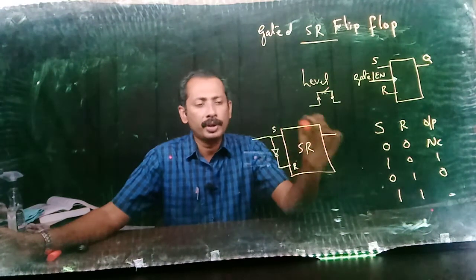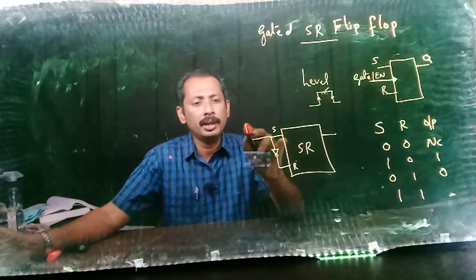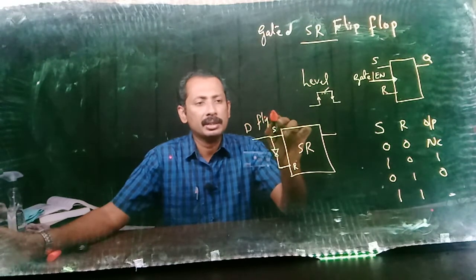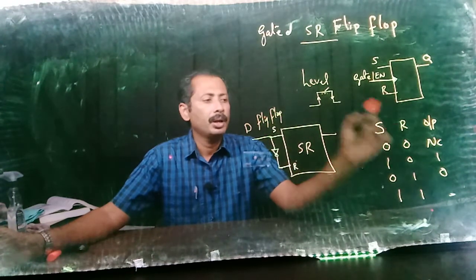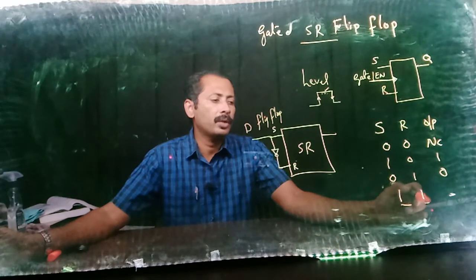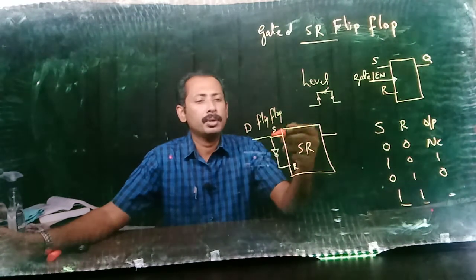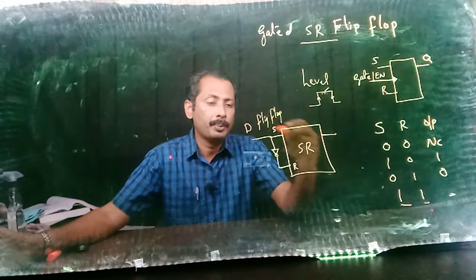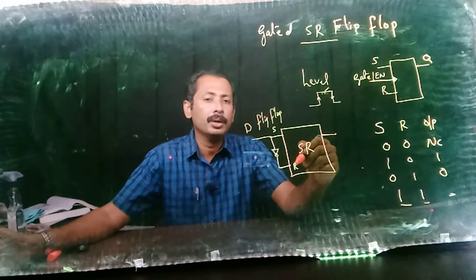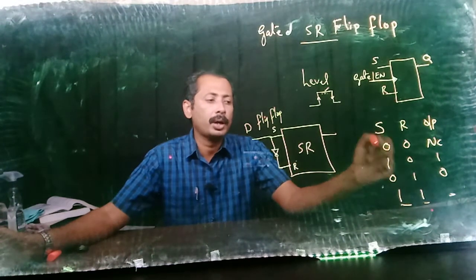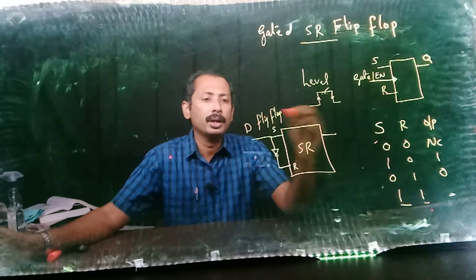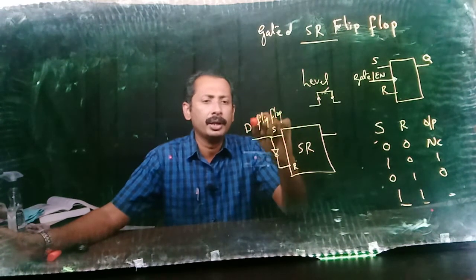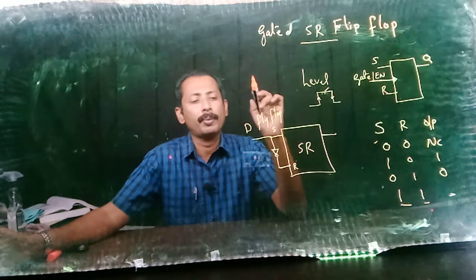And so this modification of SR is called a D flip-flop. The modification of SR like this is called a D flip-flop. And so this avoids the forbidden condition. If I apply 1, then R will be 0. If I apply 0, then R will be 1. So both these conditions 0, 0 and 1, 1 are avoided in a D flip-flop. SR stands for set reset flip-flop and D stands for delay flip-flop.